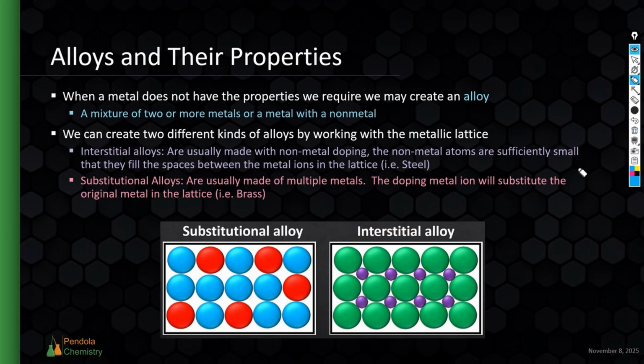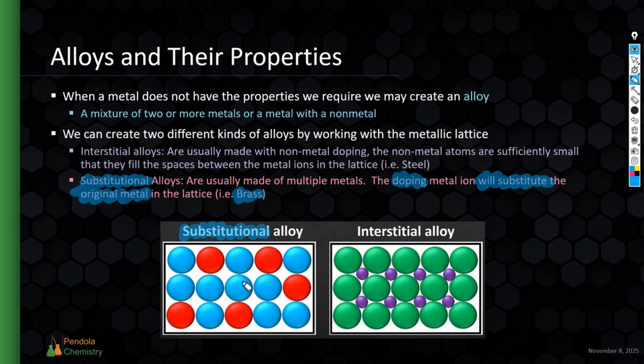On the other hand, a substitutional alloy is the exact opposite. A substitutional alloy is usually made between metals, although there are exceptions, but the doping metal ion is big enough that it will substitute the original metal in the lattice. Brass is an example of this. So instead of the doping agent, whatever we have added, being small enough that it fits in between the lattices, it instead takes the place of the metal cation.